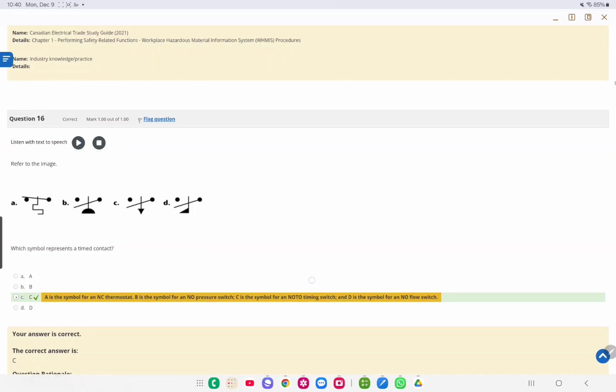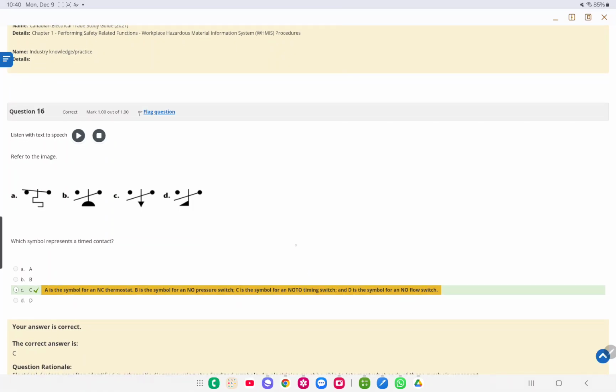Here we have 4 images, A, B, C, D. Which symbol represents a timed contact? The timed contact would be C. A would be temperature, B would be pressure, C would be a timed contact, and D would be a flow.